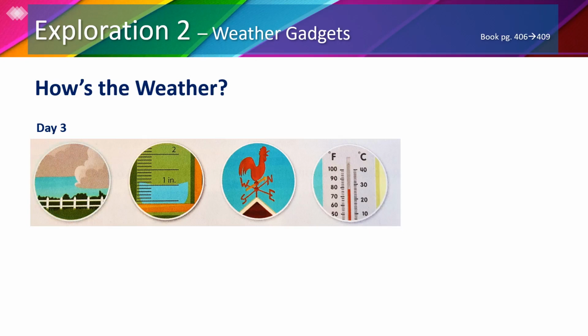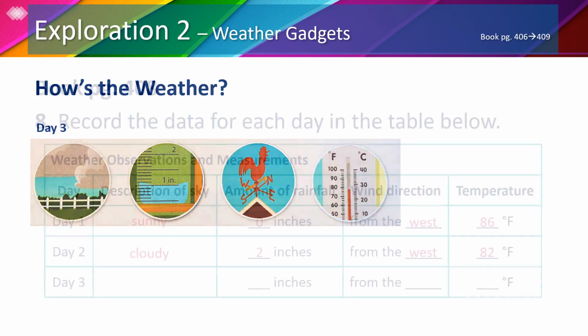And for day 3, we can see that the sky looks partly cloudy. The rain gauge reads 1 inch. The wind vane is pointed towards the north, so the wind must have been blowing from the north. And finally, the thermometer read about 78 degrees Fahrenheit.